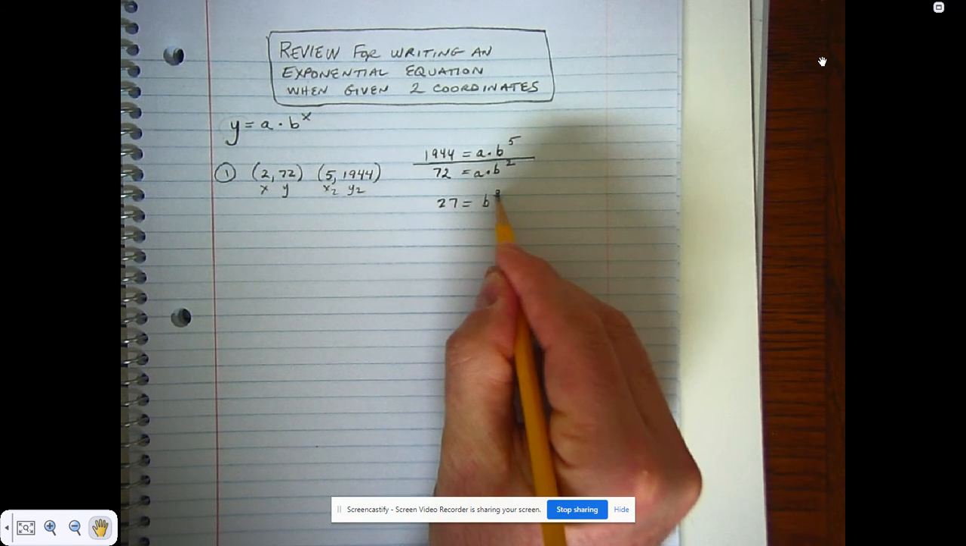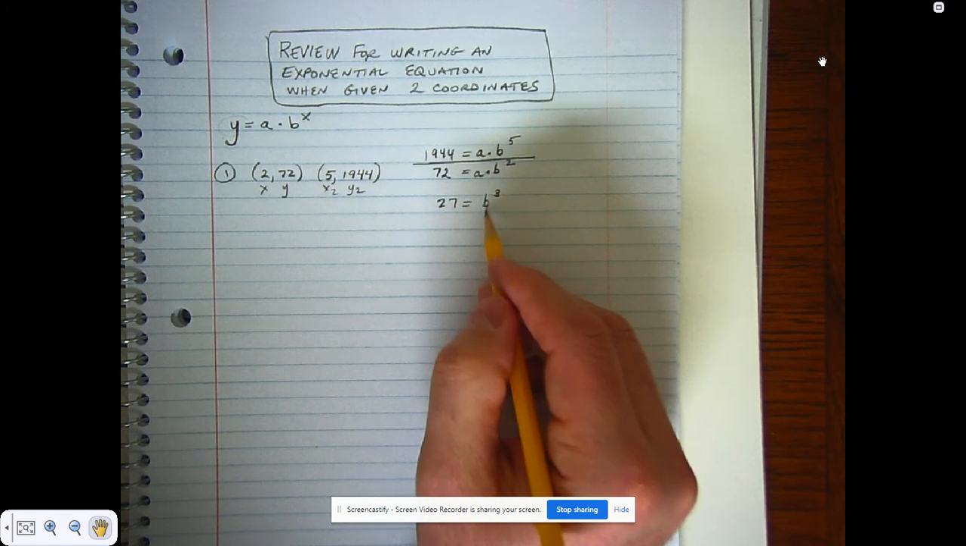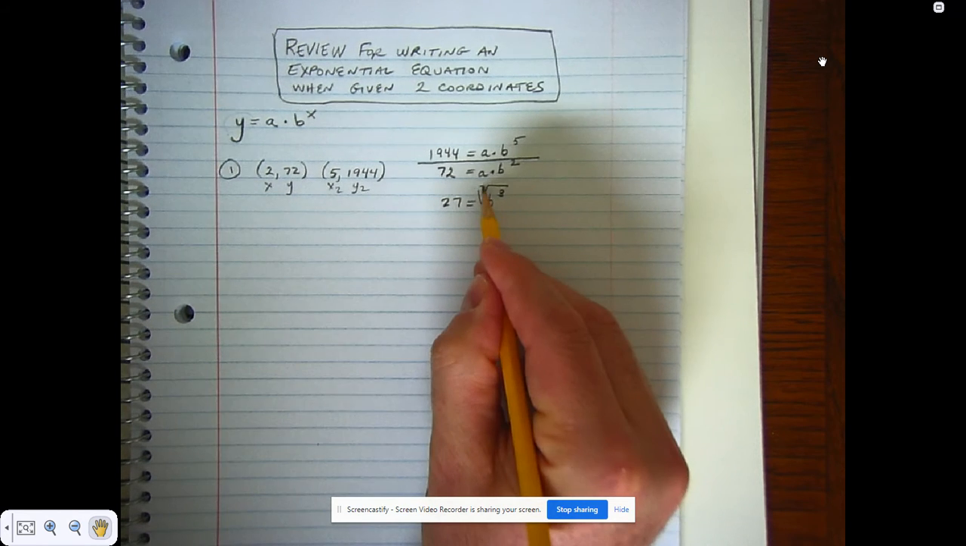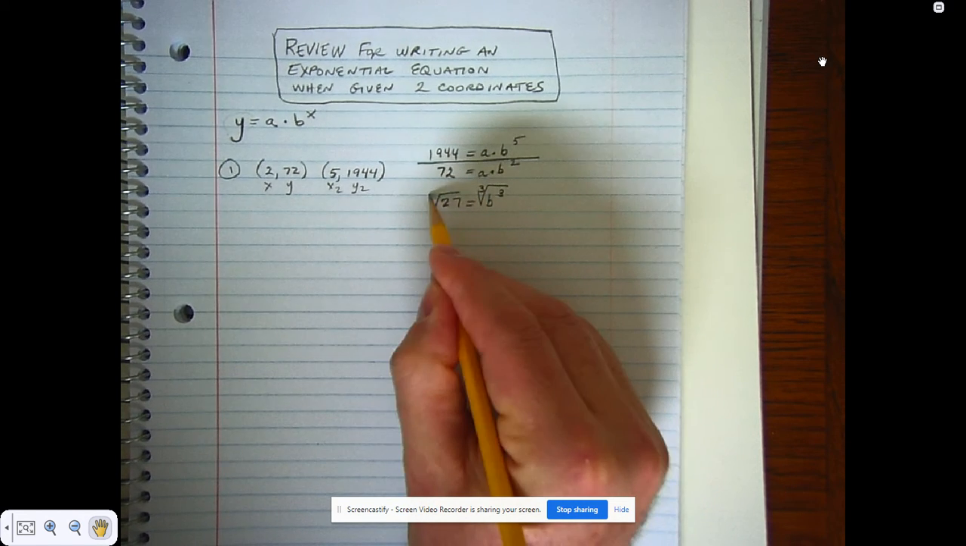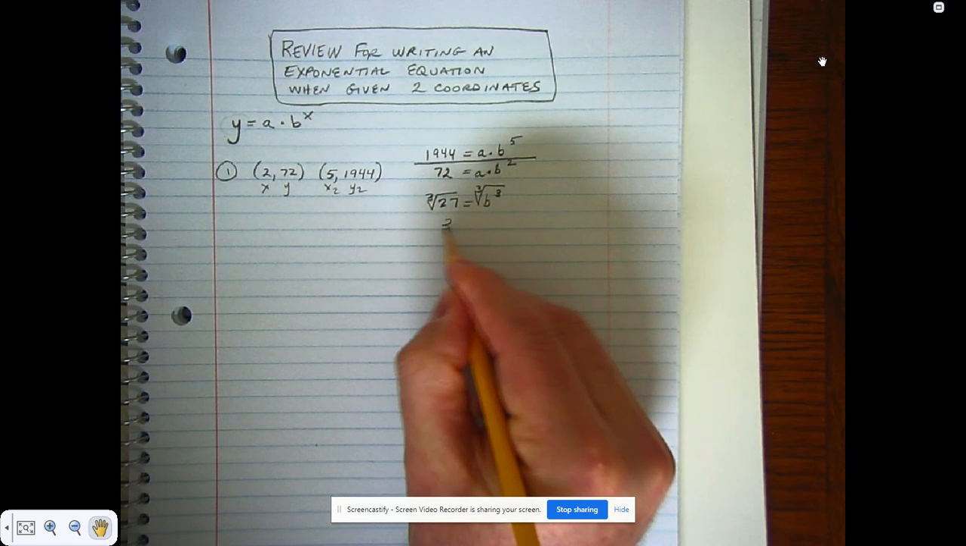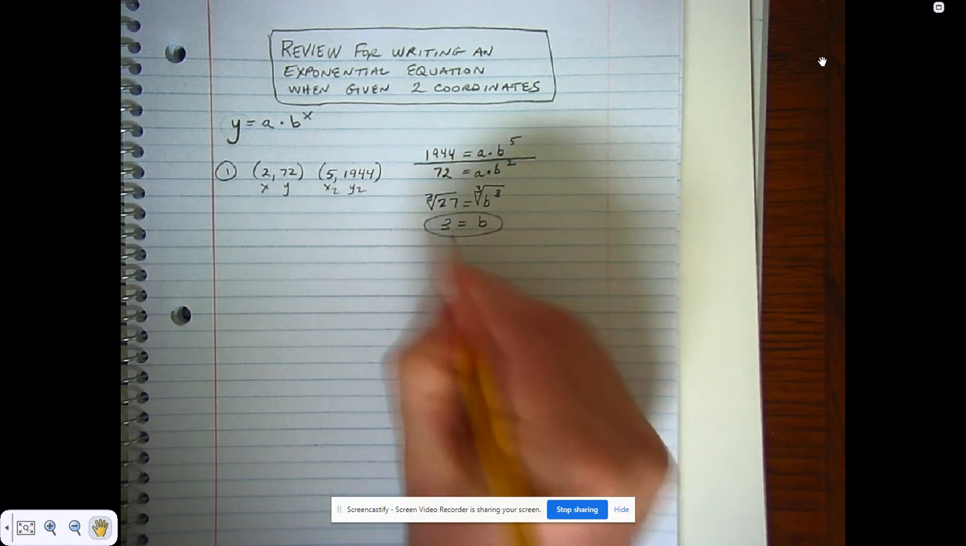You have one more step then to get rid of the cubic. You do the cube root. You're going to cube root both sides. And the cube root of 27 is 3. So then I have my b value of 3.